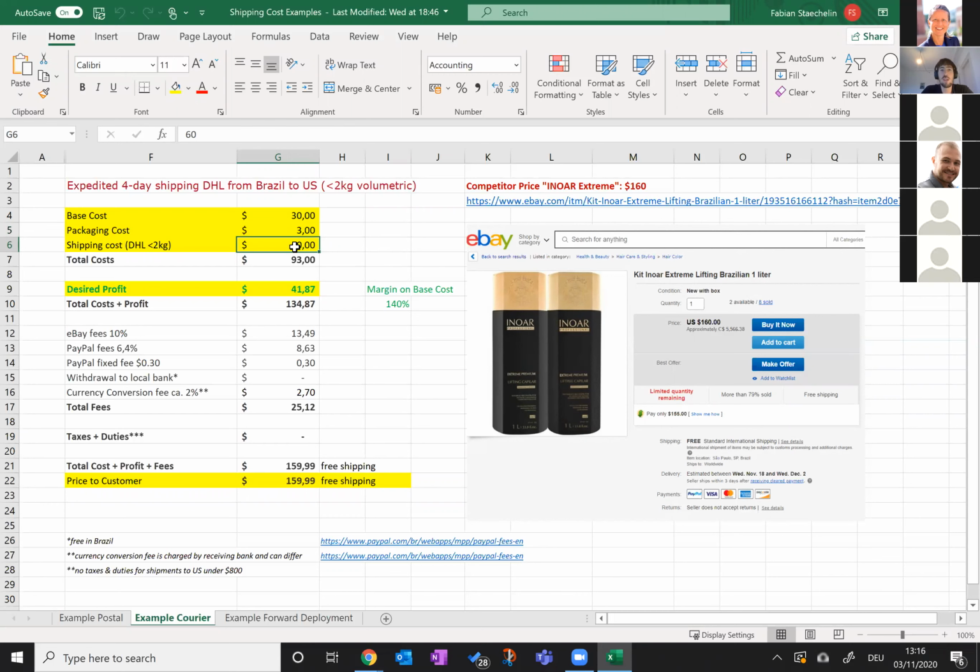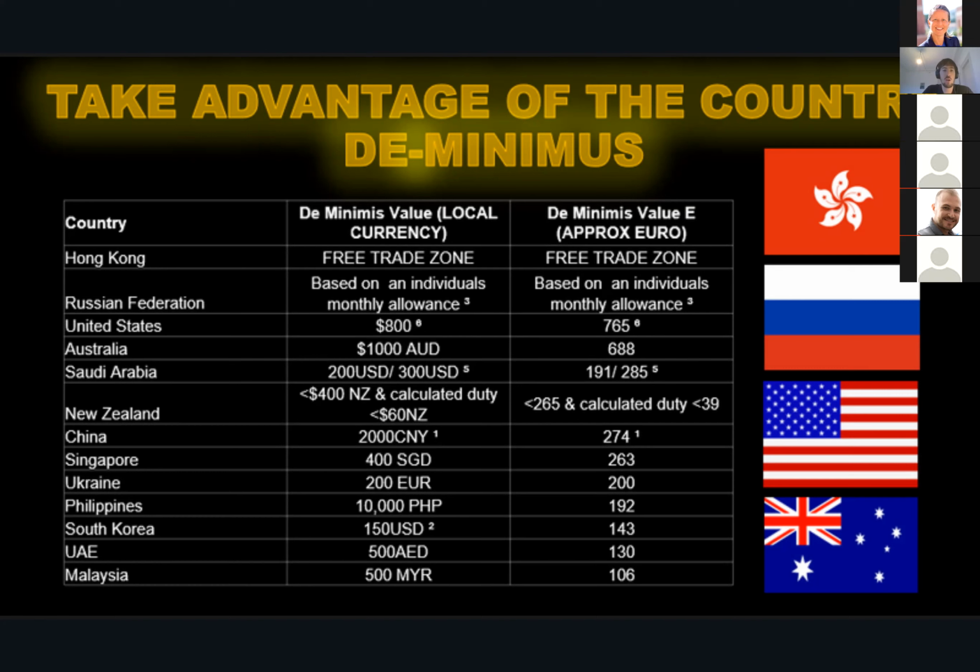Then this is a slide just to give you an idea of the different de minimis thresholds in different countries, and there are just huge differences for any country. So I'll let you look at this after the session. I also want to share with you a great tool that allows you to calculate taxes and duties for a given market. It's called Simply Duty, and it allows you to do up to 5 searches per day.